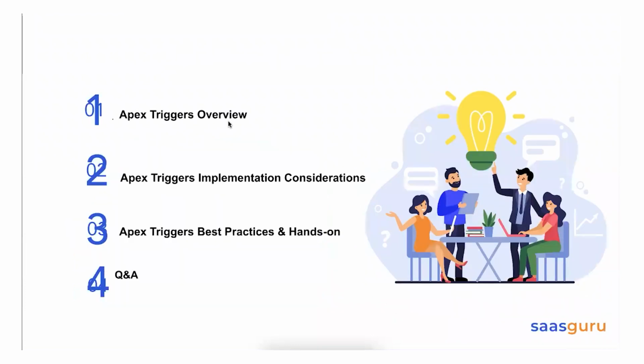We are going to start with the Apex triggers overview. It will cover some basics, so if some beginners are here in this session, that will be helpful for them as well. Then we'll talk about some considerations and best practices, and we'll go with some hands-on. We'll check how the same requirement can be done in various ways, maybe more than two approaches, and we will compare which approach is better, and how and why. Then we'll take some question answers. If you have any questions, we'll discuss that.